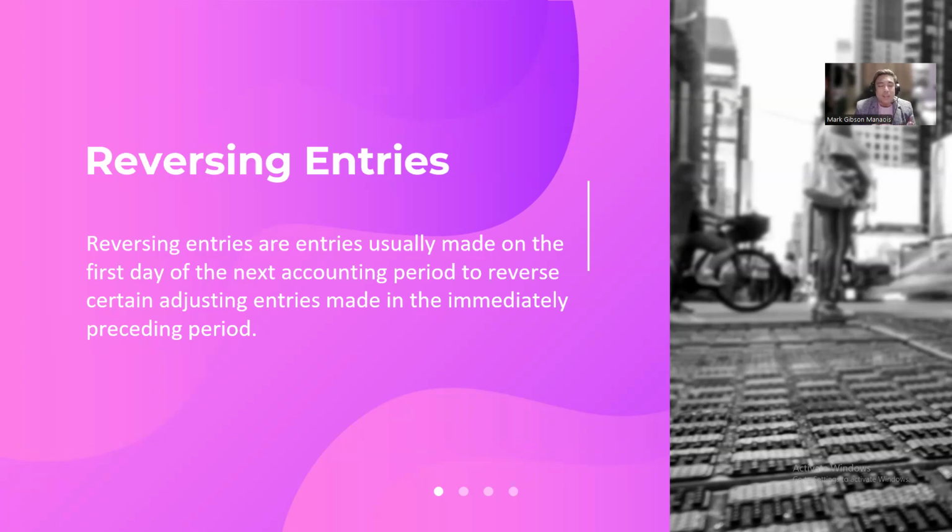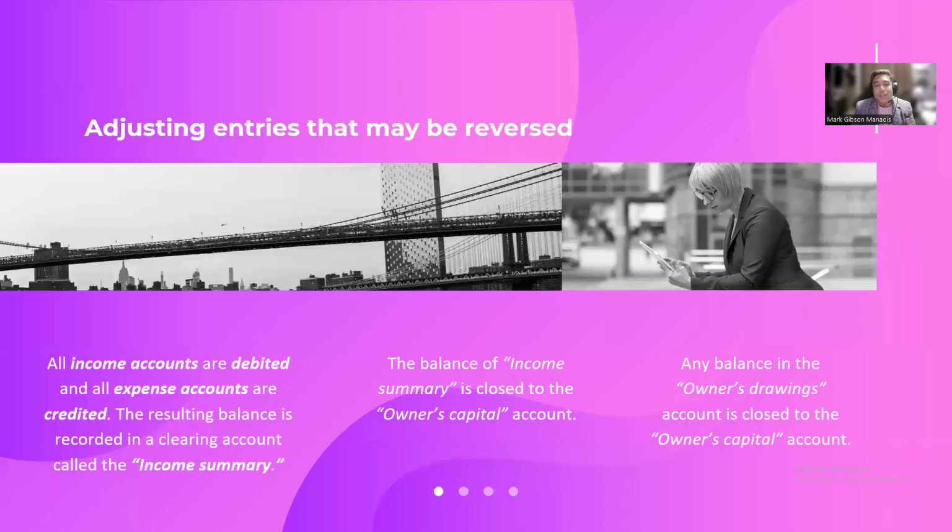So, especially in SAP, all you have to do is just tick some boxes there to indicate that these entries have to be reversed the following period. But obviously, we're still in the undergrad, no? So we need to make sure that we post all those reversing entries come the first day of the following month. So some adjusting entries that may be reversed.